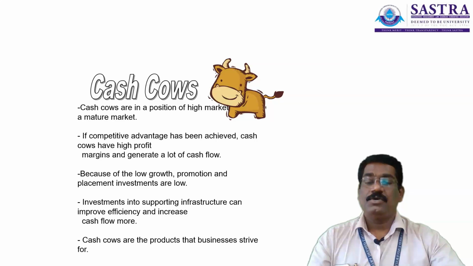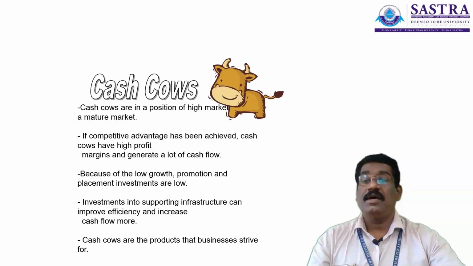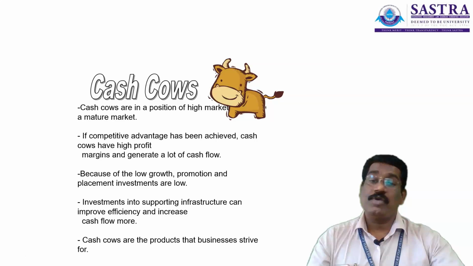Okay. So let's talk about the other quadrant, the condition called cash cow. Cash cows are in a position of high market share in a mature market. If you look at the market growth, it is not that high, but the market share is huge.